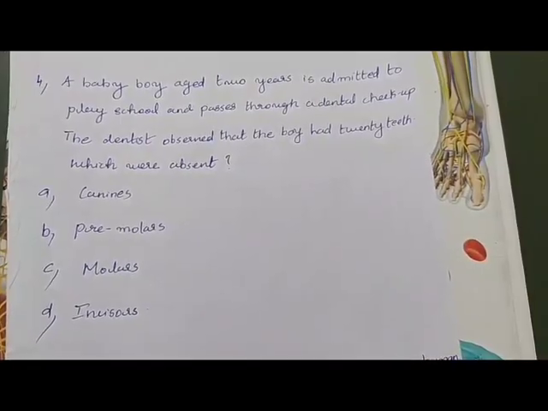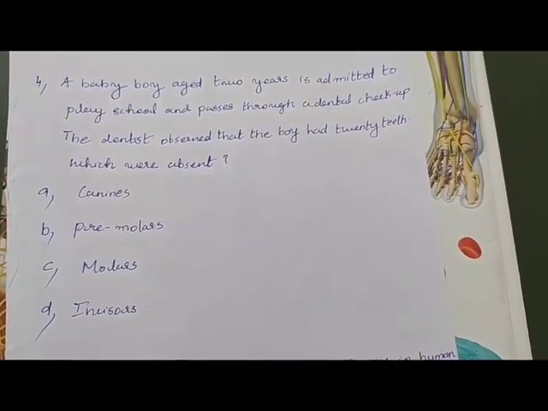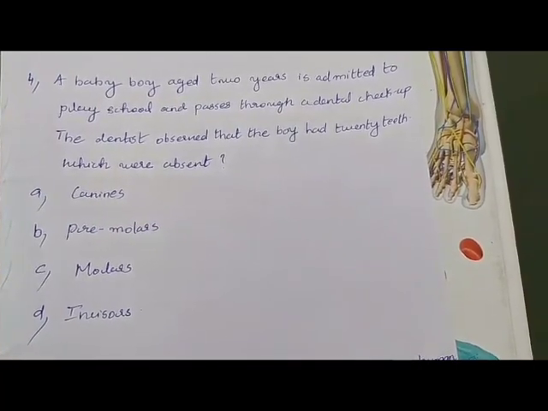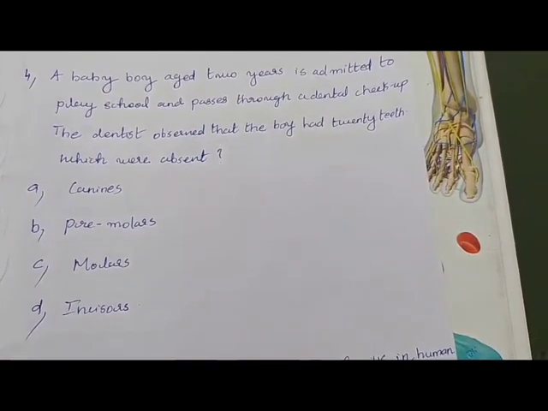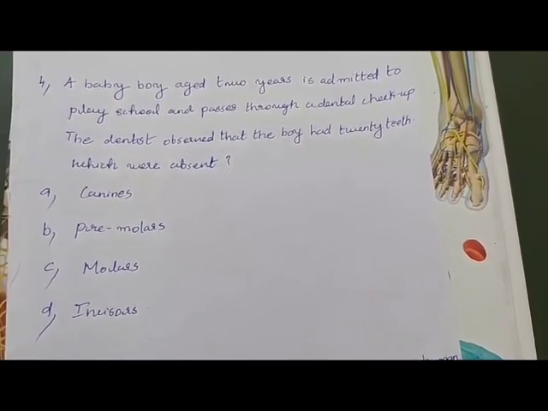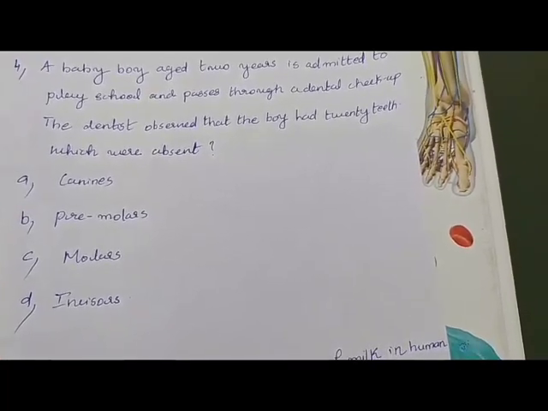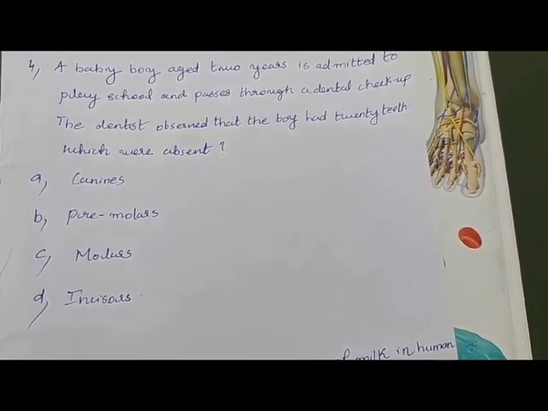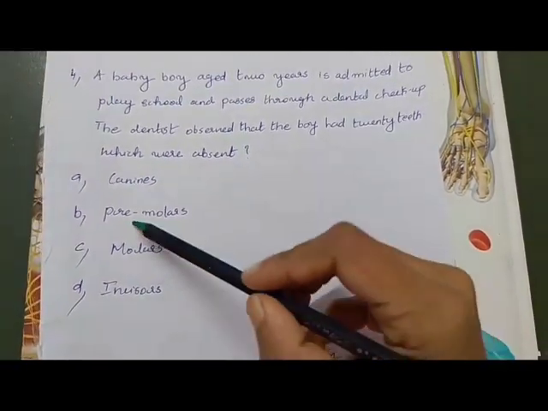A baby boy aged 2 years is admitted to play school and passes through a dental checkup. The dentist observed that the boy had 20 teeth. Which teeth were absent? Option A, canine; B, premolar; C, molar; D, incisor. Answer: option B, premolar.